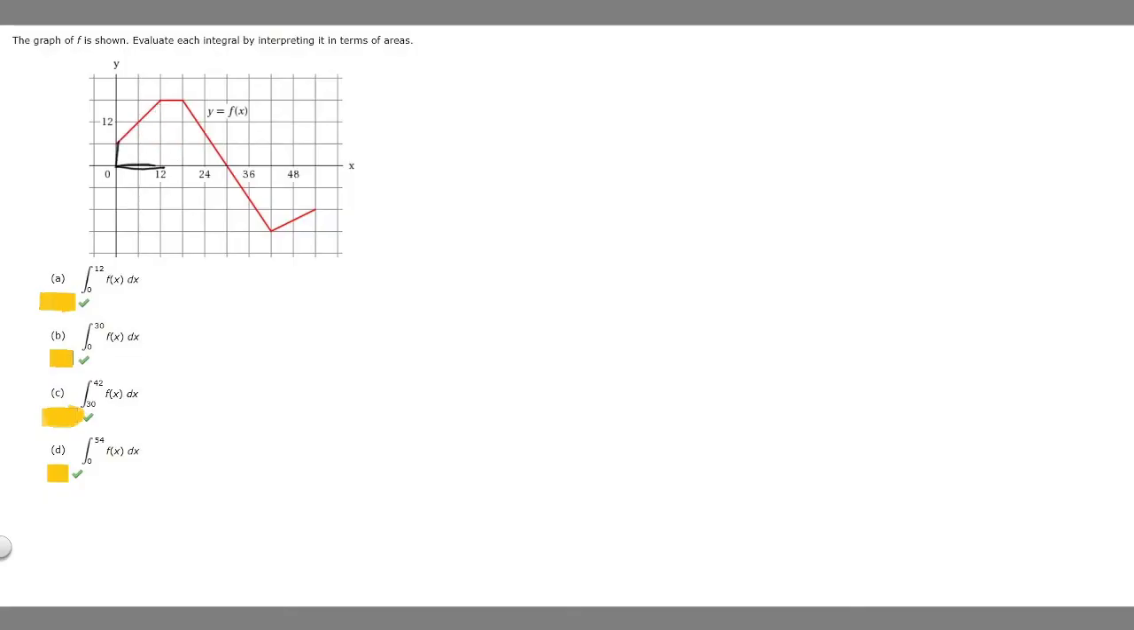So let's start by finding the area of this rectangle. The area of a rectangle is length times width. So this is going to be 12 long and 6 high, so it's just going to be 6 times 12. And 6 times 12 is going to be 72. But then we've got to add it to this triangle right here. So it's going to be 72 plus the area of this triangle.